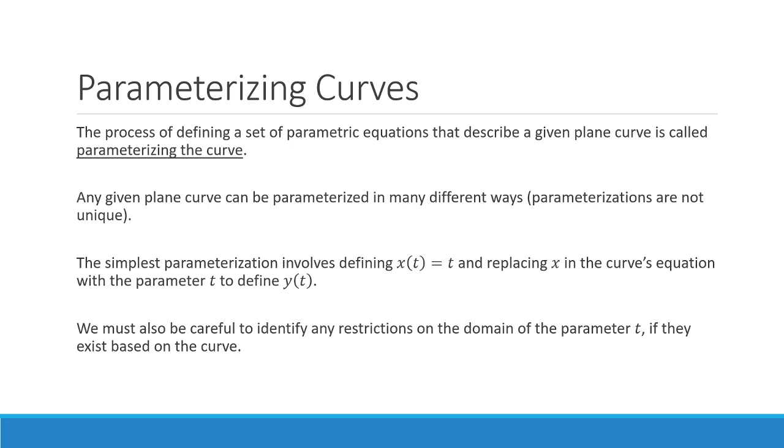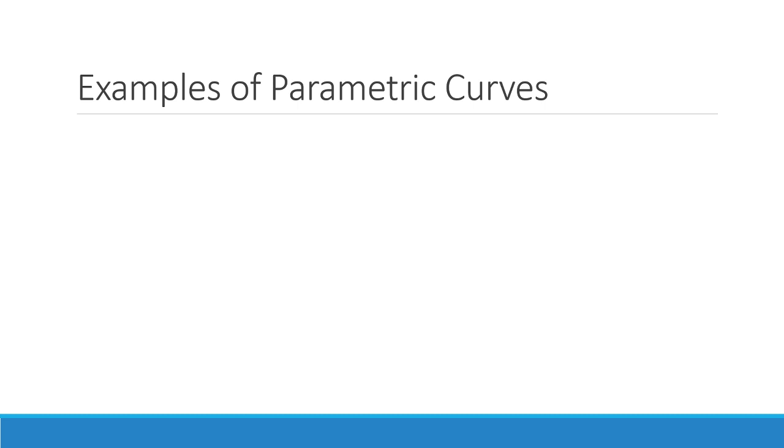Of course, this is all well and good if we can switch back and forth between rectangular and parametric equations for curves that we know, but there are some examples of parametric curves that you can represent fairly easily with parametric equations, but are very, very difficult to manage using rectangular equations. One example of this is a cycloid.